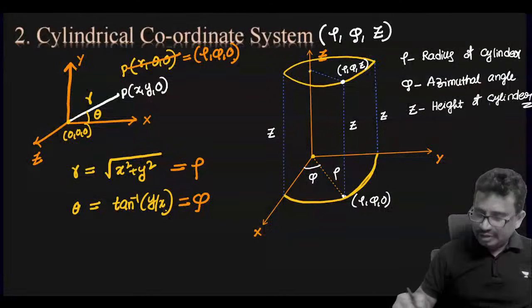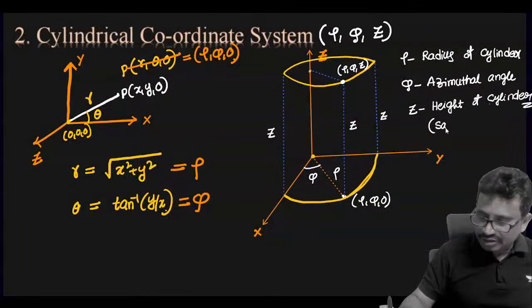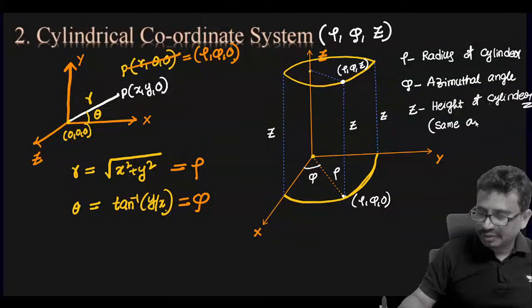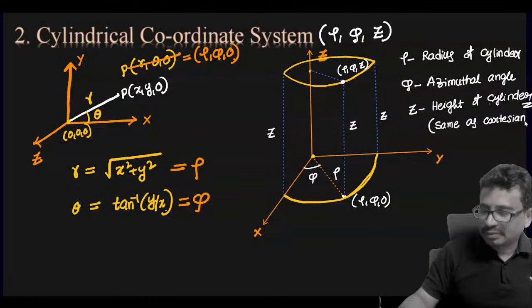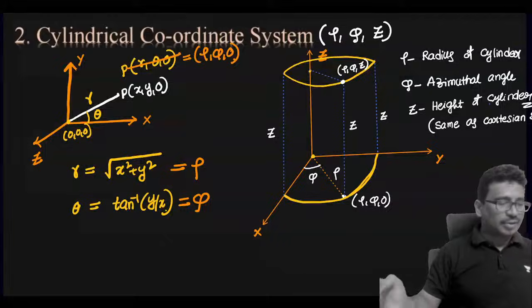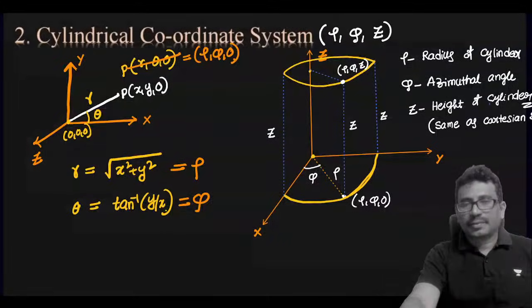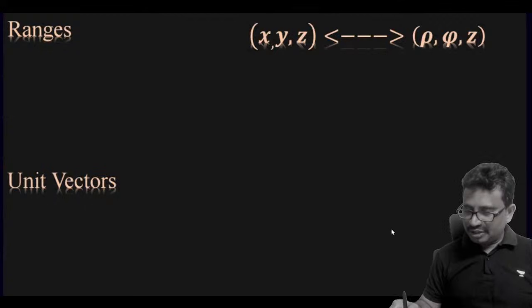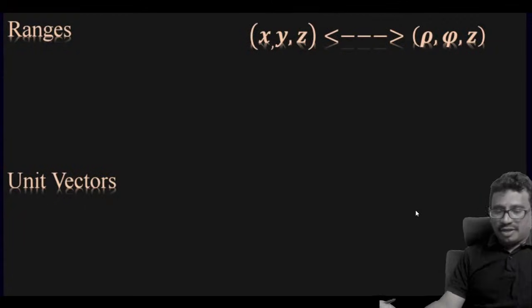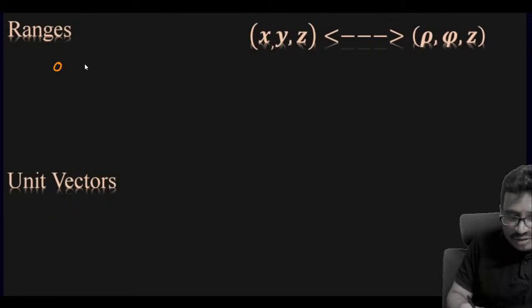Okay. And here another important thing is, Z in the Cartesian system and Z in the cylindrical system are both the same. And if we see the ranges, rho is a radius which can lie between 0 to infinity, and phi can lie between what, tell me now, 0 to 2 pi. Z is a height, so that is from minus infinity to plus infinity.